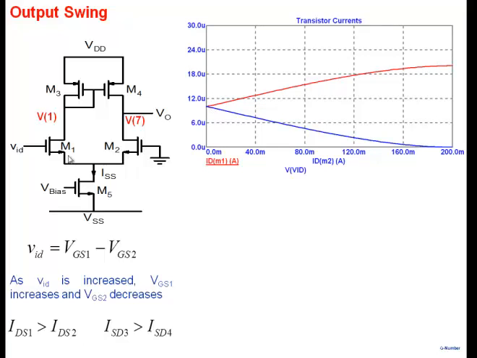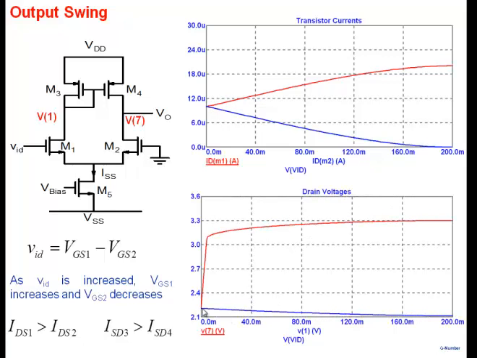So this is what you see here. Increasingly, the current IDM1, the red one, is increasing. IDM2 is decreasing here. And this is what the red line shows, what happens to the output voltage. Note the output voltage here. It starts, goes here, and eventually comes to 3.3. So what does it tell us about the positive swing? It's very good. It goes right up to VDD here. So positive swing is not a problem.